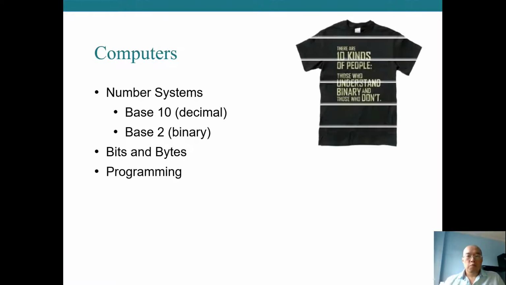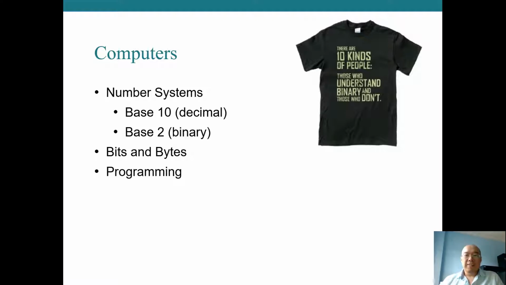Okay, so here's a joke. There are 10 kinds of people: those who understand binary and those who don't. So, do you get that?